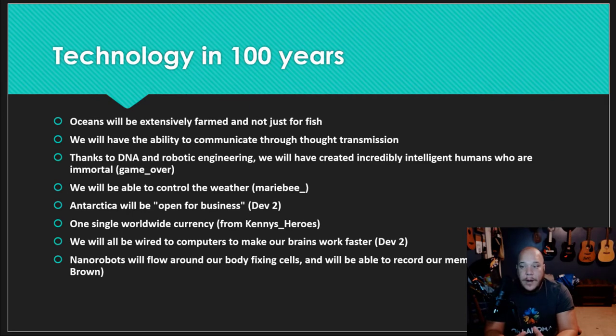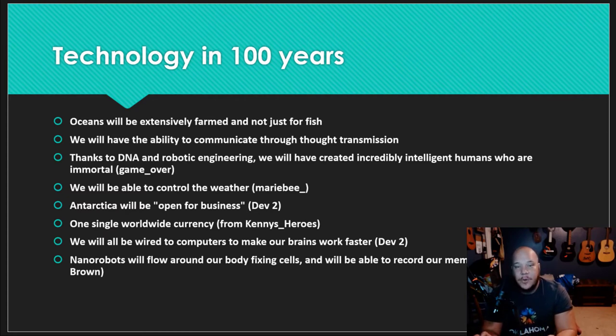And we will all be wired to computers to make our brains work faster. In 100 years, you don't have the choice anymore. If you are still alive in 100 years, or you're born 100 years from now, you will be an integrated human being. The baseline of Homo sapien will no longer be a population. If it is, it will be a diminished and niche market where people choose actively to have their technology removed from them. But we will no longer be just Homo sapiens. We will be a new type of person.